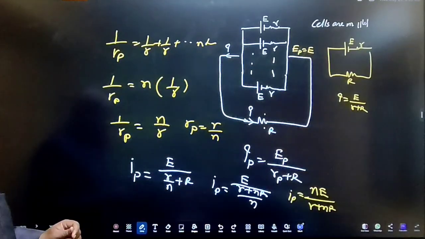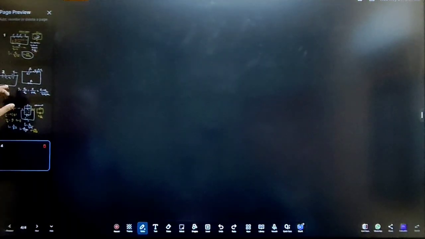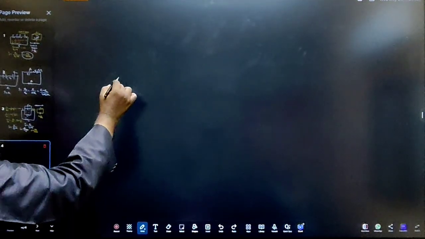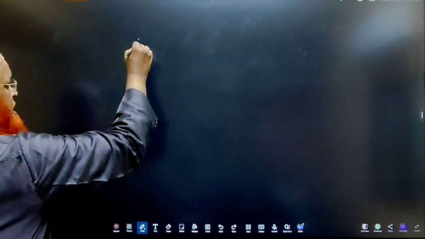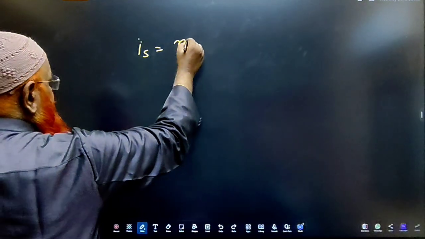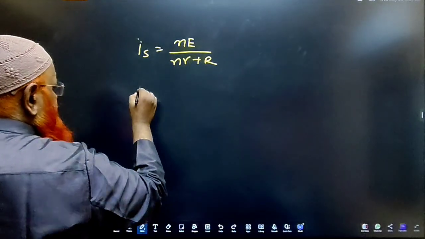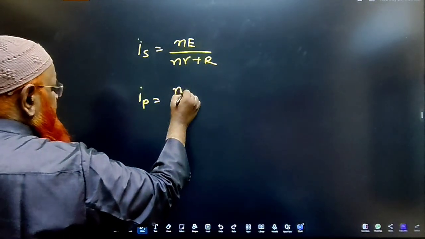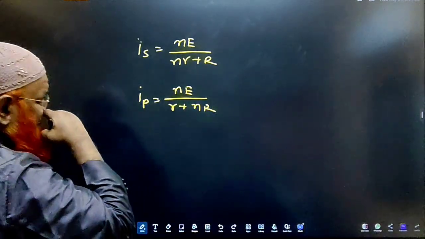So what is the difference between I series and I parallel? If you consider I series, we write N into E by N into R plus capital R. If you consider I parallel, N into E by R plus N into capital R. This is the small difference here.